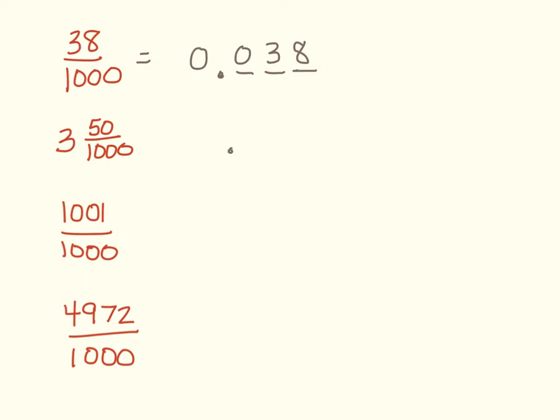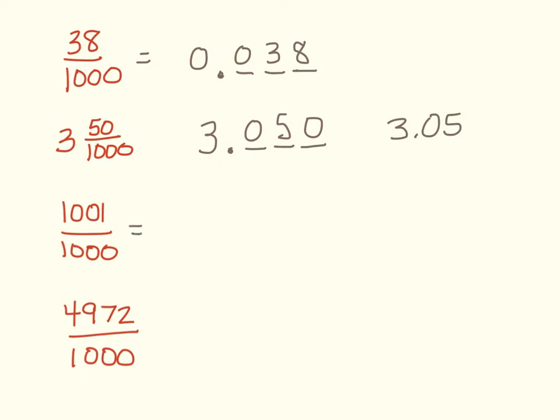The next one, I have 3 and 50 thousandths, so I know the 3 goes here because my decimal is my "and." I've got to end in the thousandths. I need 50 to end in the thousandths, so 3.050. You can also write this as 3.05. But then I wouldn't say thousandths, I'd say 3 and 5 hundredths.